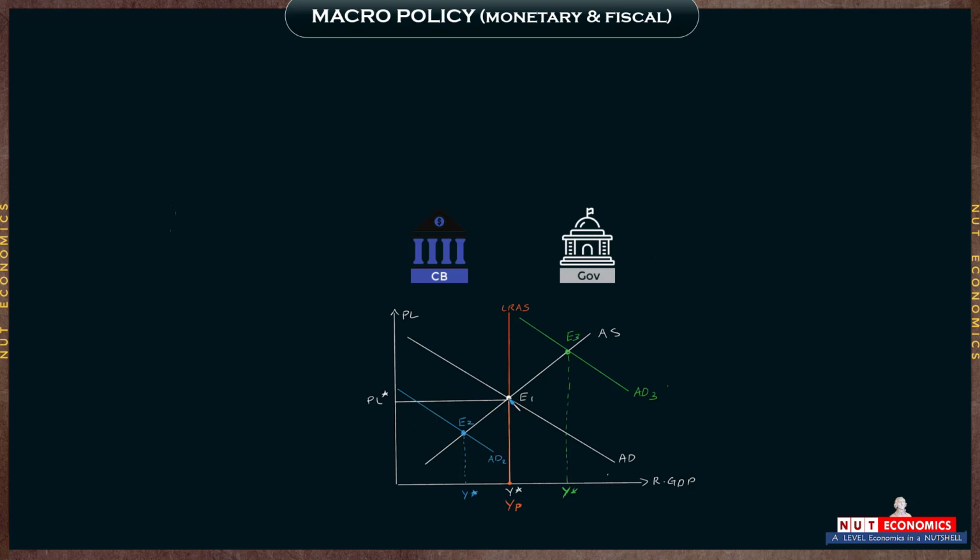Whereas starting from E1, if the aggregate demand increases and the problem your country faces is inflation, then the central bank and the government will jump in, and this time they will try to push the aggregate demand to the left. They'll try to take measures that lead to a decrease in aggregate demand, and if that happens, aggregate demand shifts to the left, the economy will come back to its potential, the price levels will also come down, and the economy will cool down.